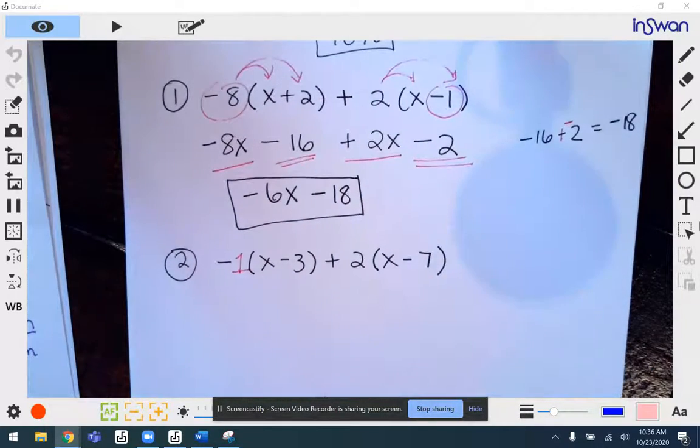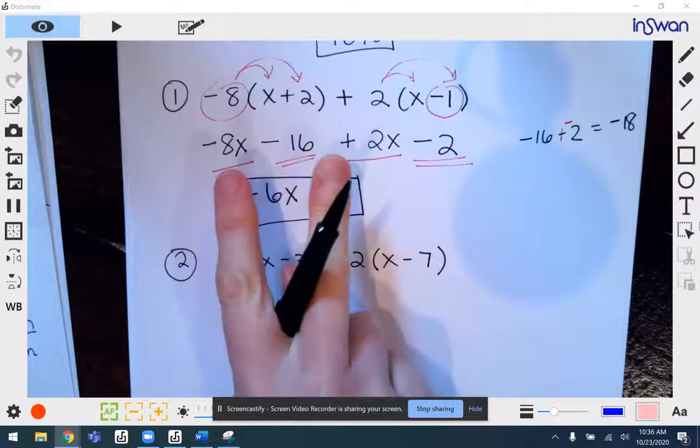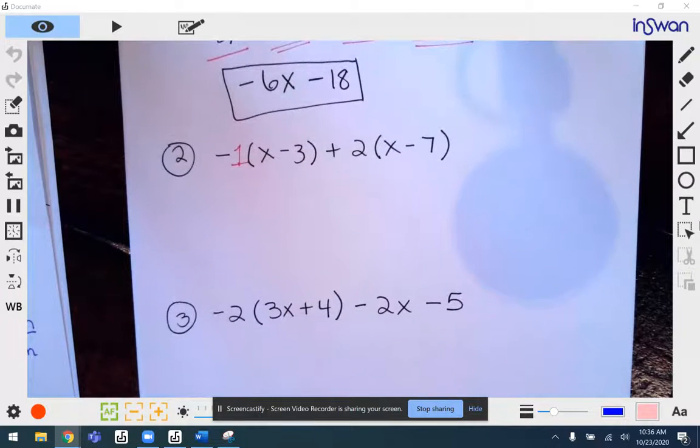Okay, so basically if you go slow and carefully and watch your signs, be careful when you're combining that you're using your integer rules, you'll be fine on these. All right, let's try number 2 here.